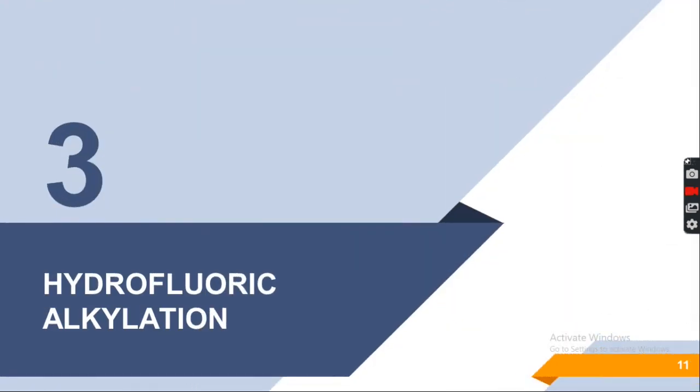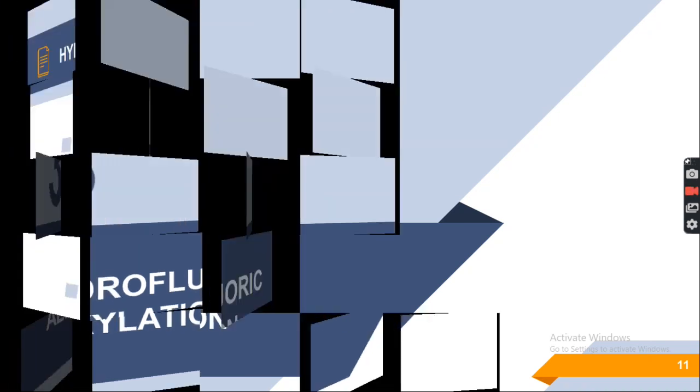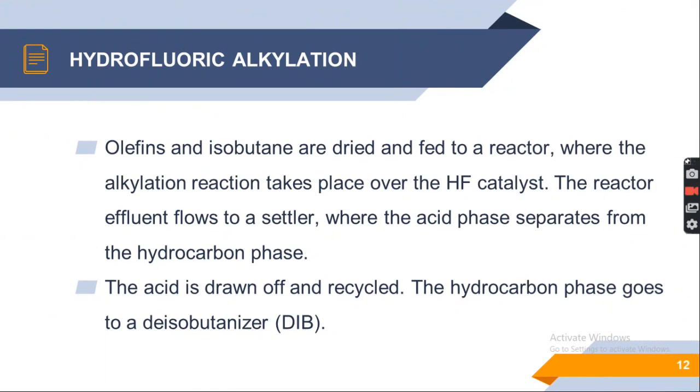So next we have the second type of alkylation, which is the hydrofluoric alkylation. In the case of hydrofluoric alkylation, olefins and isobutane are first dried and then fed to a reactor, where the alkylation reaction takes place in the presence of a hydrofluoric catalyst. The effluent from the reactor flows to a settler, where the acid phase separates from the hydrocarbon phase. The acid which is separated is drawn off and then recycled back to the reactor.